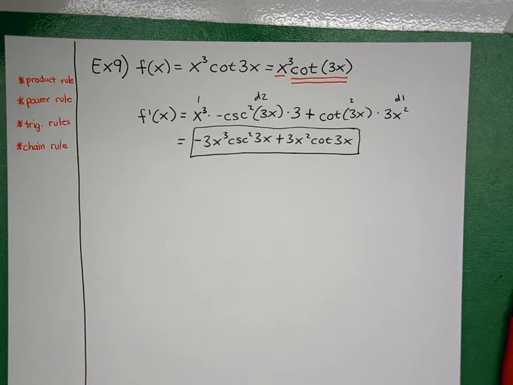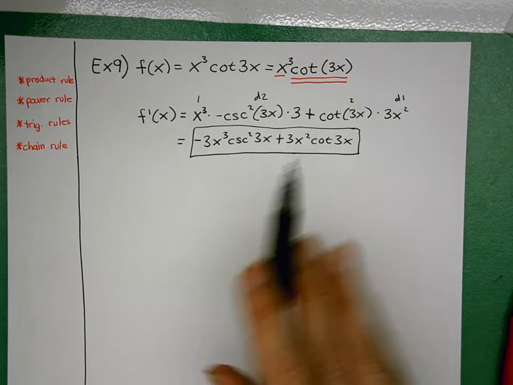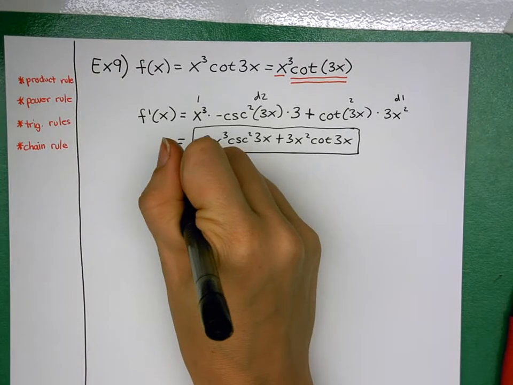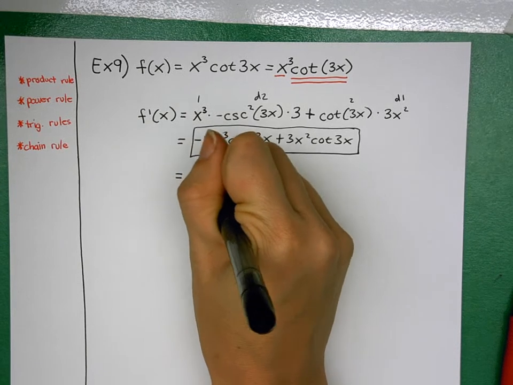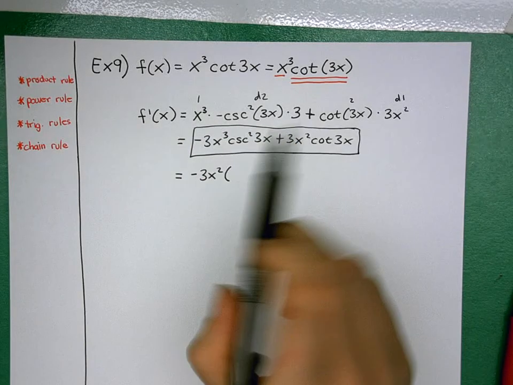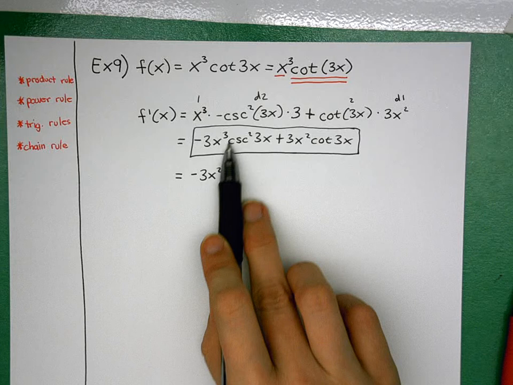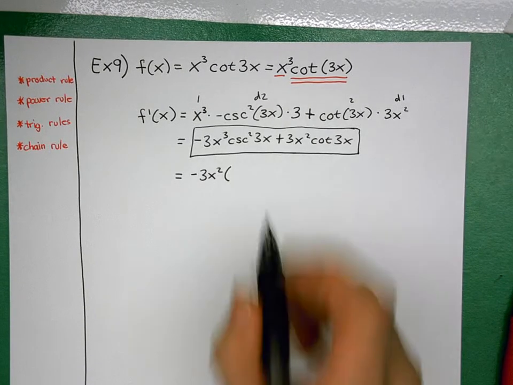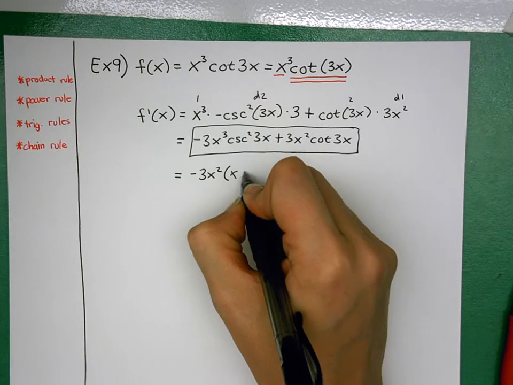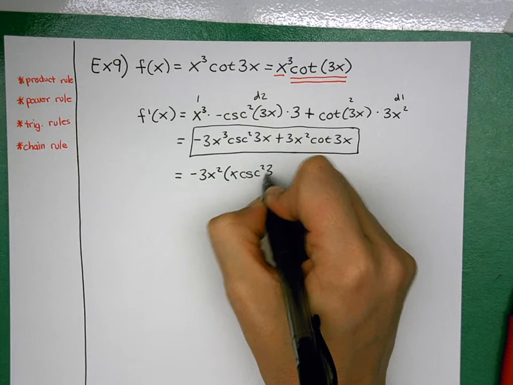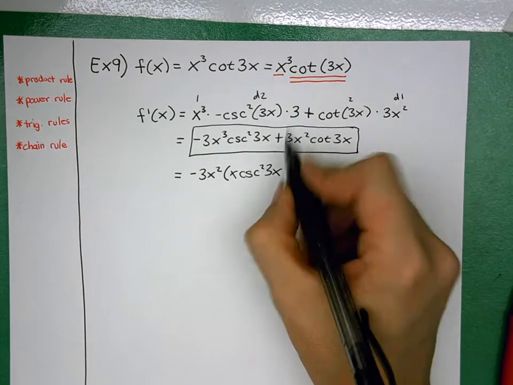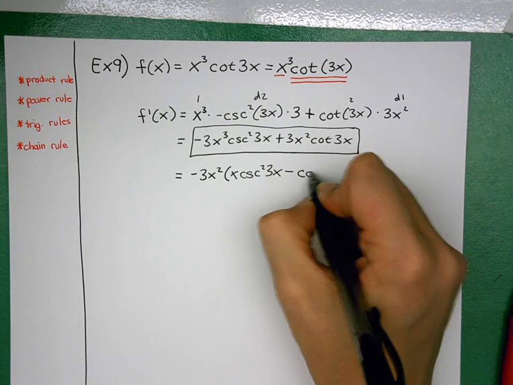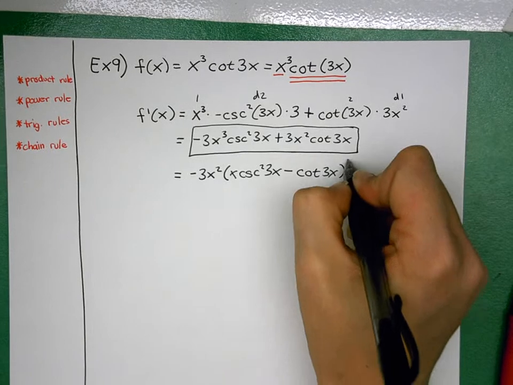Okay, and hopefully we recognize there's a like term that could be factored out here. You could either factor out a positive 3x squared or a negative 3x squared. I'm going to go ahead and factor a negative 3x squared out. And so left over in here, if we pulled out a negative 3x squared, we'd have x cosecant squared 3x. And back here, pulling out a negative 3x squared, we'd have minus cotangent 3x. And so it's possible this would also be an answer.